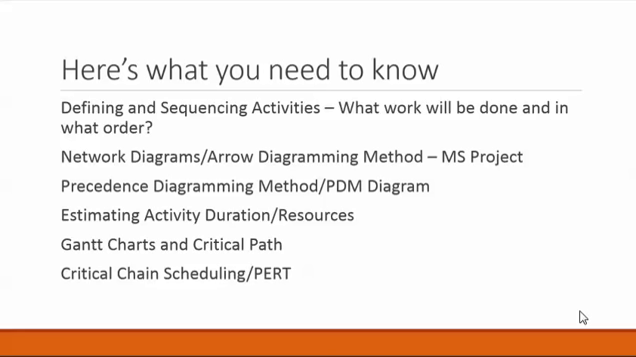Estimating activity duration and resources. Some great information in your chapter on how to go about creating estimates. Gantt charts and the critical path. We're going to spend a lot of time talking about Microsoft Project this week, specifically how we get data in, how we create Gantt charts, and what is that critical path? Because that's part of your activity exercise this week, is defining a critical path and knowing how to look at that. Critical chain scheduling and the PERT is something else you're going to want to be looking at in the textbook.